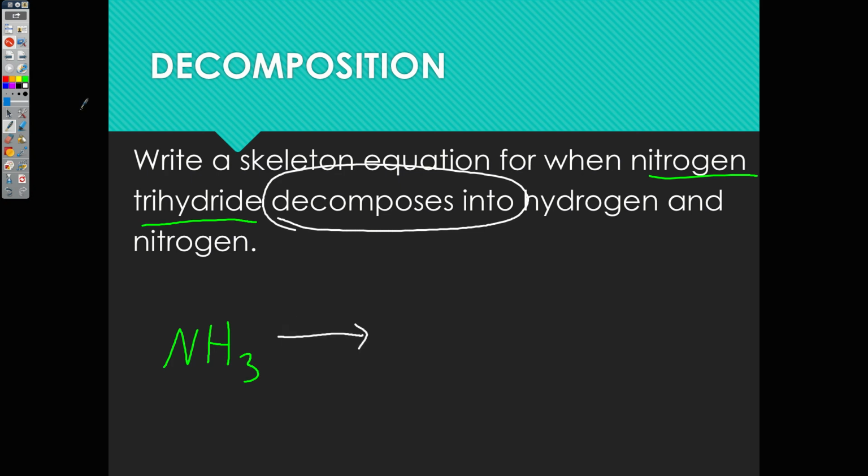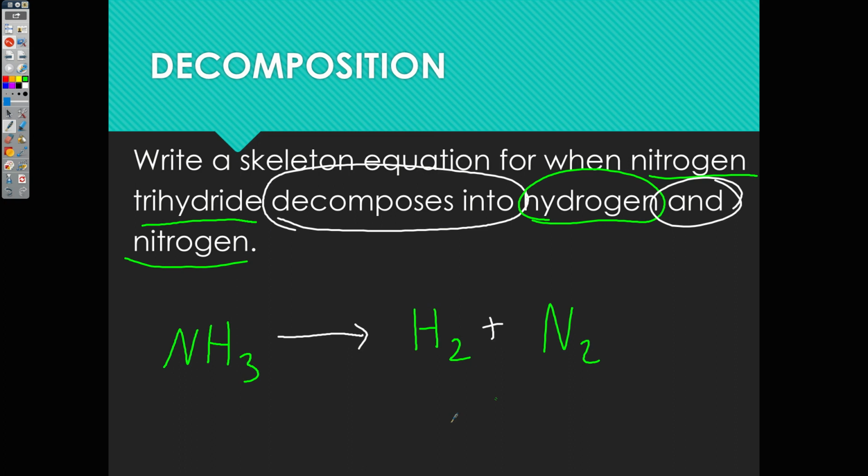So you need your arrow, and then hydrogen, which is the next part it has. Hydrogen is diatomic, so it's got to be H2. And then you have an and, so we're going to draw a plus sign to separate them. And then lastly, we have nitrogen, so N2. So NH3 yields H2 plus N2. Again, skeleton equation because it is not balanced.